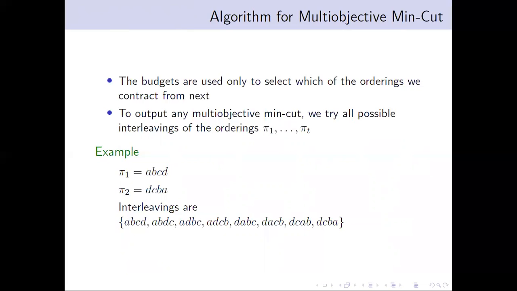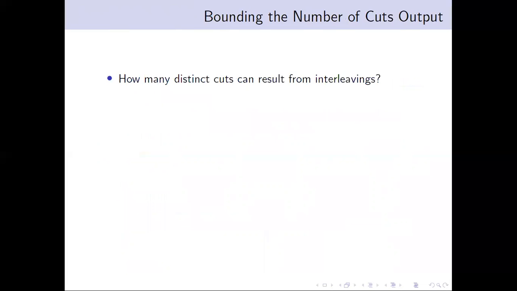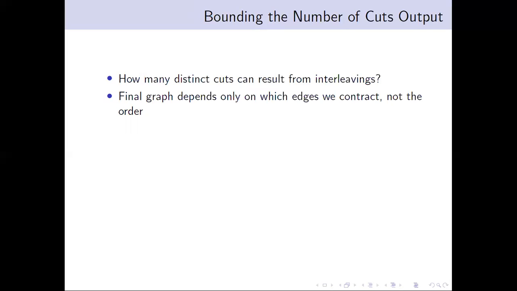In order to show that this algorithm does what we want, we need to bound the number of cuts that it outputs. So we need to ask, how many distinct cuts can result from different interleavings? And we note that the final cut that we output only depends on which edges we contract, not the order in which we contract them.